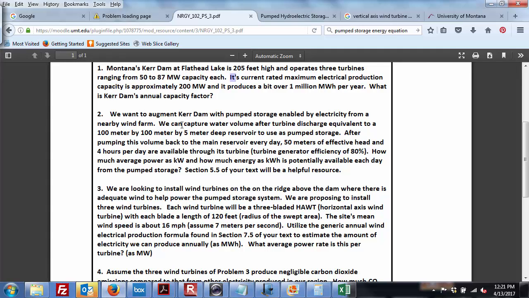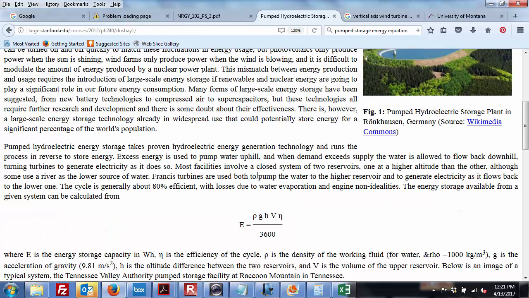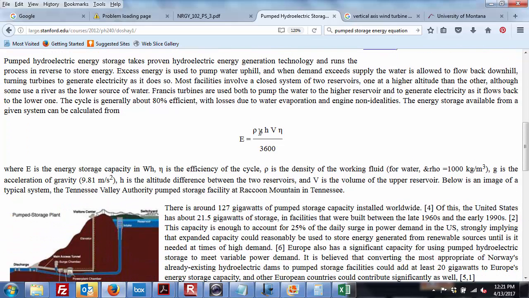So just to back up, we are right at the finish line here. Kerr Dam, we're going to capture water. So we've got a volume of 50,000 cubic meters. We're going to pump it uphill 50 meters, and our turbine is 80% efficient. So I just hopped out to this sweet little website. It's also in the textbook, but the energy in that water is its density times gravity times how high we pumped it times how much we pumped it times the efficiency.